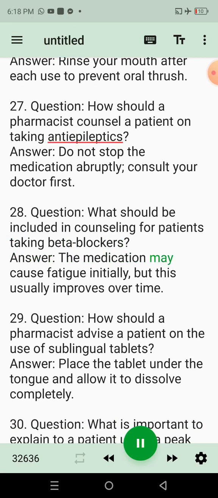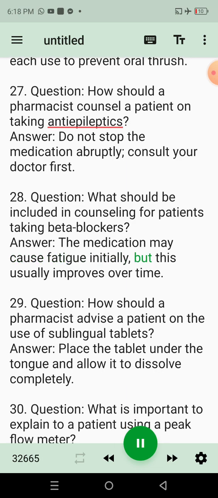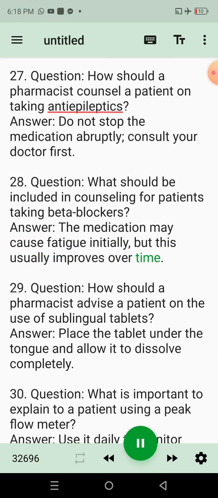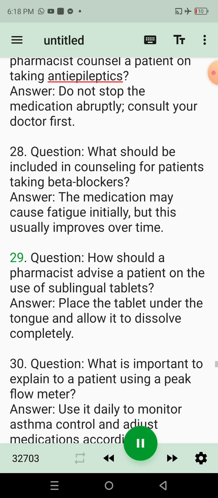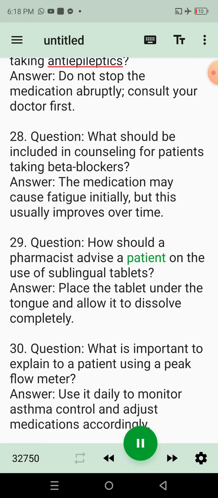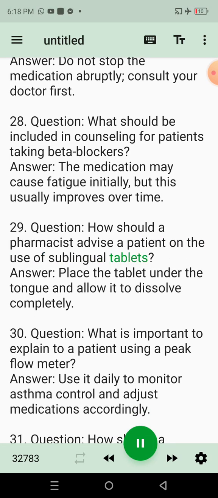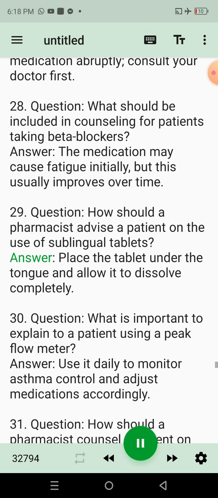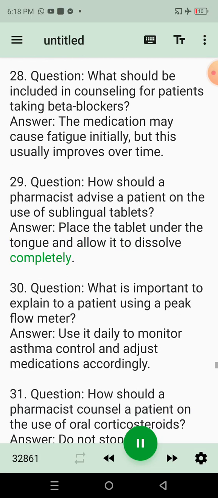Answer: the medication may cause fatigue initially, but this usually improves over time. 29. Question: how should a pharmacist advise a patient on the use of sublingual tablets? Answer: place the tablet under the tongue and allow it to dissolve completely.